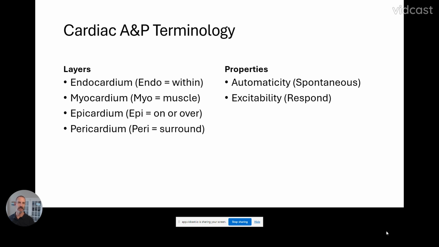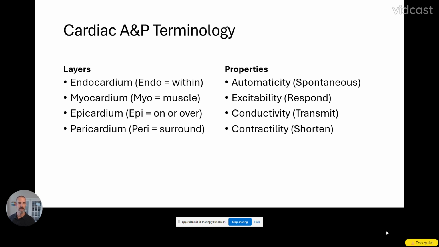And moving on to the next one is excitability. That's the ability of the cardiac cells to respond when they receive this stimulus. All right, and then you have conductivity, which is the ability of those cardiac cells to transmit the message from one cardiac cell to another. And contractility is the shortening, which is a property that is shared with skeletal muscle tissue and smooth muscle tissue as well. That's when those actin and myosin filaments come together, and that allows the muscle to get shorter and push the blood out into the system.